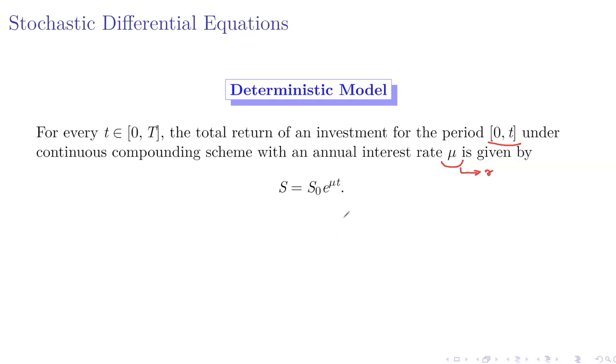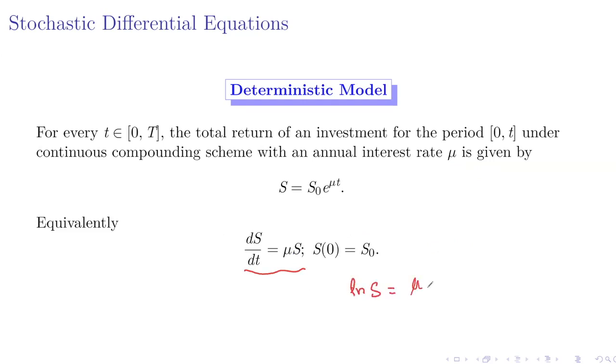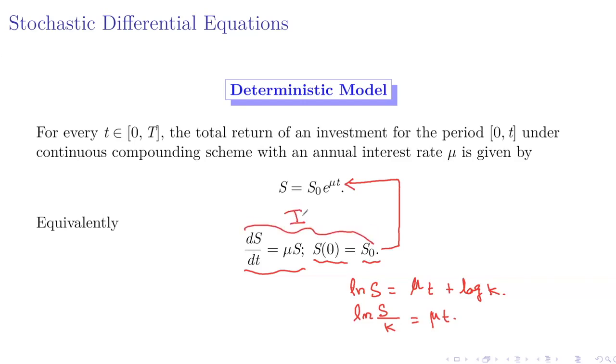Now you see, this expression can equivalently be written as dS by dt is equal to mu times S, right? For instance, you can directly integrate this to get log S is equal to mu times t plus log of some constant, and that can be written as log of S by constant is equal to mu t. And if you assume that initially, that is at t equal to 0, the value of S is S naught, then you can see that this expression is precisely the solution of this problem. This is generally called an initial value problem.